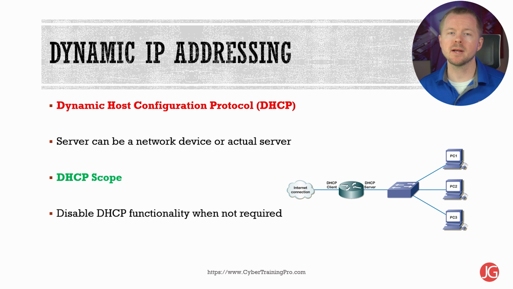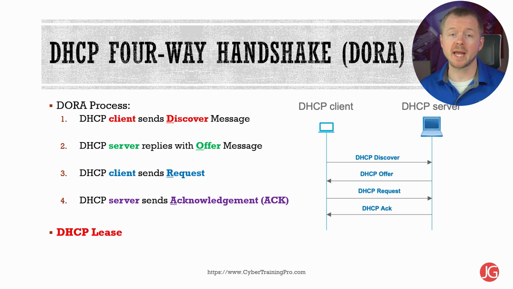An important note here is that since several types of devices have the ability to be a DHCP server, you have to make sure that you disable those DHCP server functionalities on any system that won't be used in that capacity to avoid any kind of conflict. As you can see on the screen here, your router might be a DHCP client with your internet service provider's DHCP server. All right, so this is the DHCP four-way handshake process.